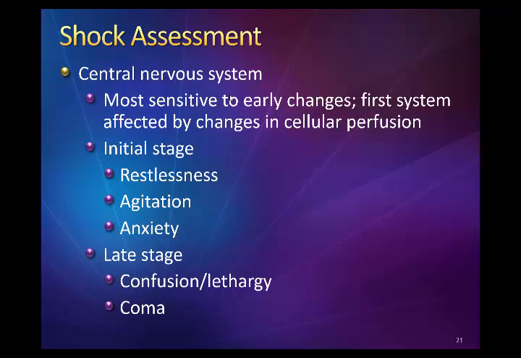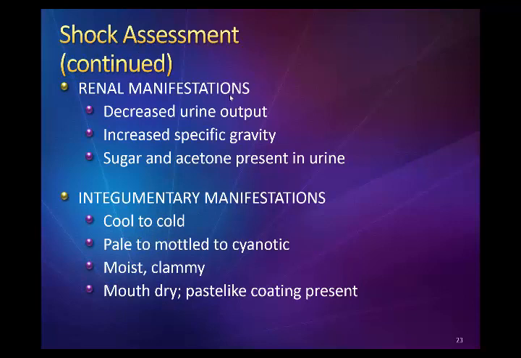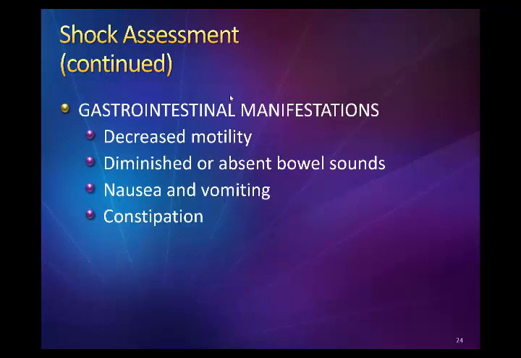You guys are smart and have learned this, but when we're talking about shock, it talks to you about the most sensitive early indicator is central nervous system change, so restlessness, agitation, anxiety, those types of things. Confusion, coma is late. Okay, and then if you continue on, we already talked about what happens with the blood pressure and the pulses, and the renal, decreased urine output, increased specific gravity, sugar and acetone may be present in the urine, and cool, clammy, mottled, cyanotic for the integumentary system.